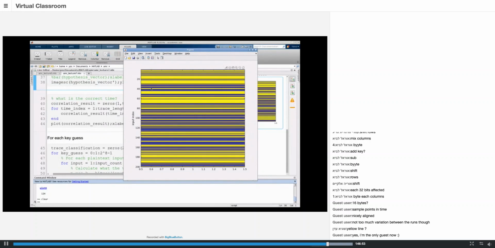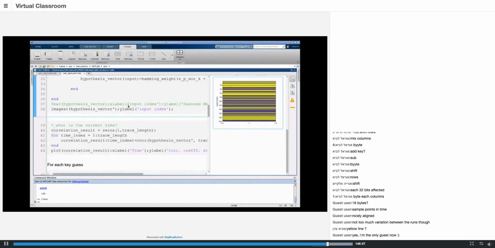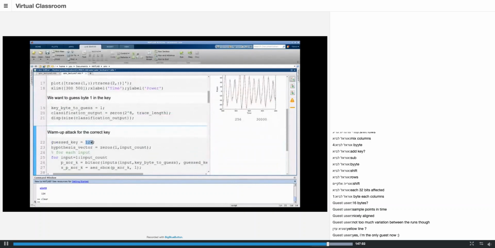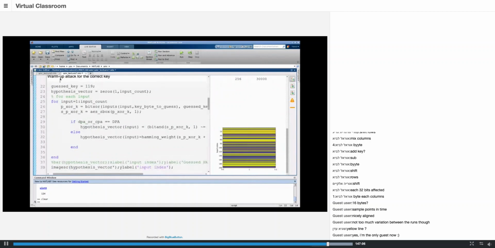So let's just, for fun, guess a different key. Instead of 120, I'm going to guess 119. And let's just run this section again. Pay attention to this graph. You see that it's changed? I made a different guess, and now I'm splitting into the yellow bin and the blue bin in a different way.